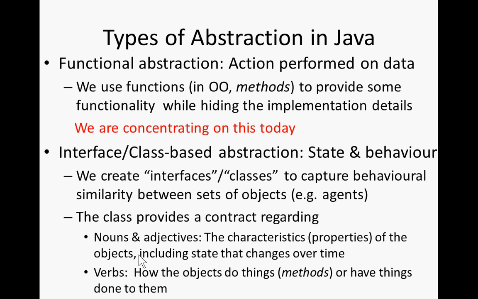We're going to be talking later today about class-based abstraction. Here we create classes to capture functionality, and this captures both functionality and the data that they store. So here we define a method, or function, which performs a task. A method is just a function that does its job on a particular object. It always needs a particular object to be operating on.